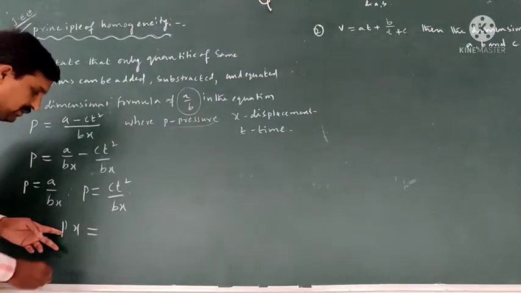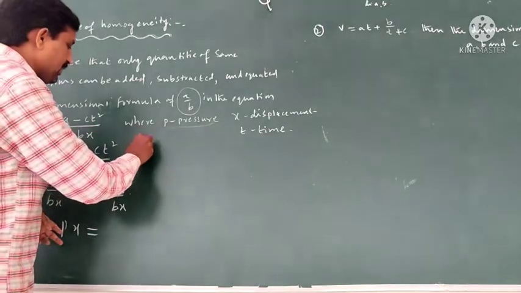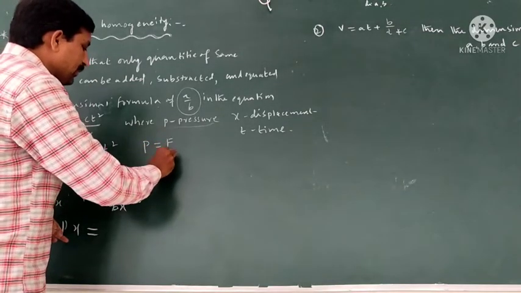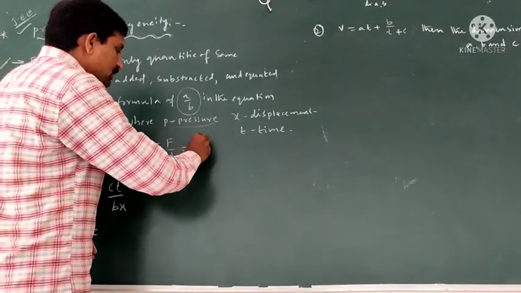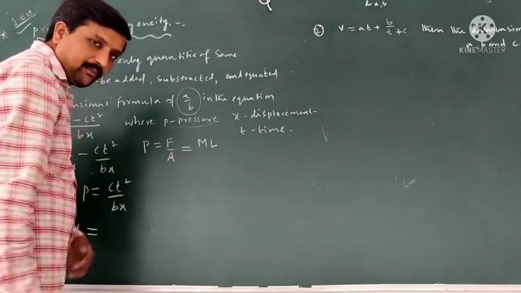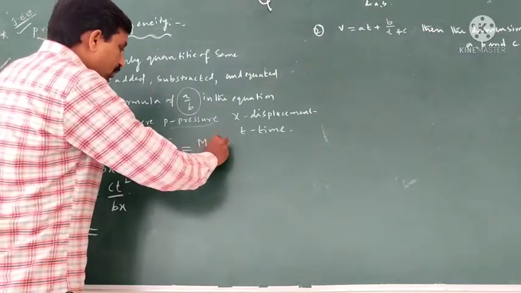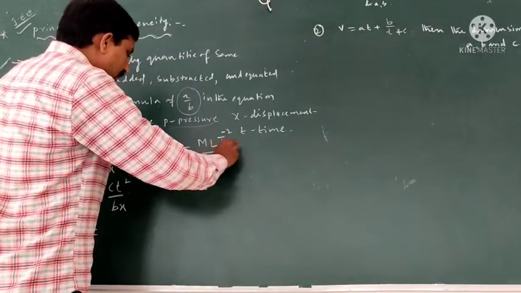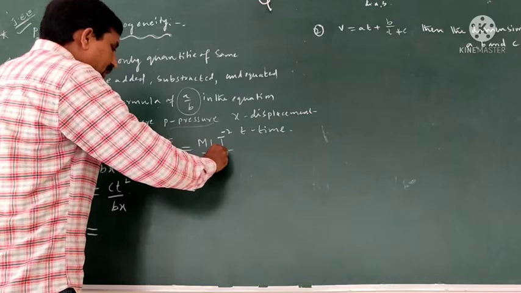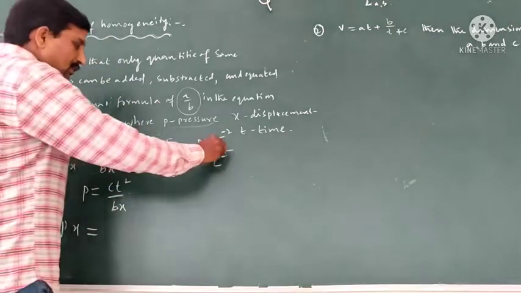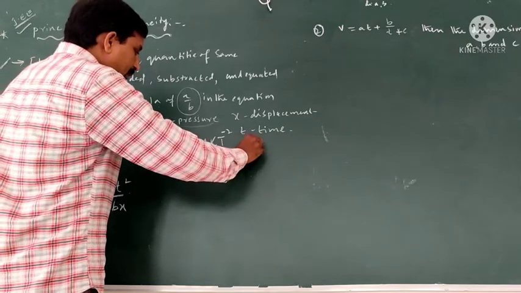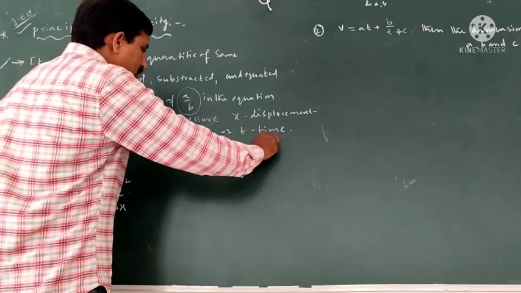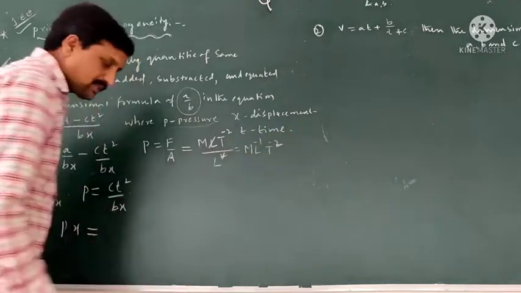P is called pressure. We know that pressure means force by area. Force acting per unit area is known as pressure. What is the dimension formula of force? Force means F is equal to ma. That is M L power minus 2 divided by area, length into length, L square, where one L gets cancelled. M L power minus 1 T power minus 2 is the dimension formula of force.